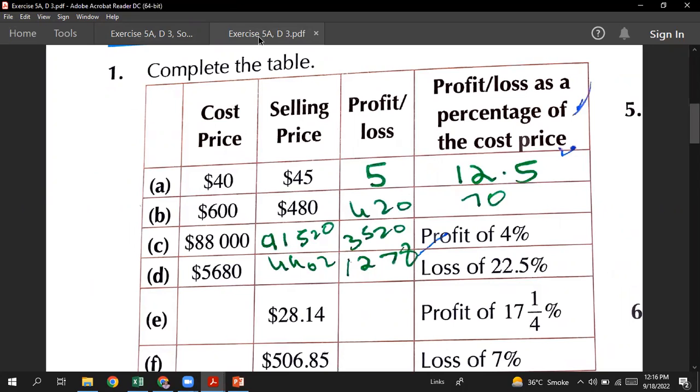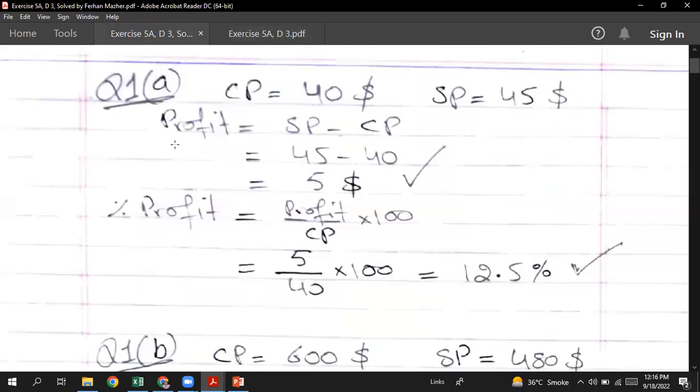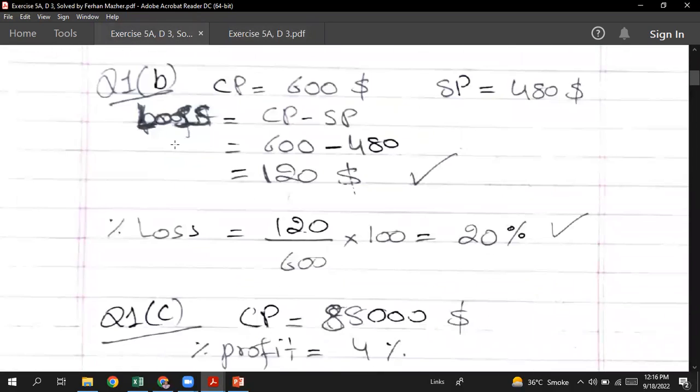Okay, in the second part, the B part, the cost price is $600, the selling price is $480. The profit or loss we have to find out, and percent profit or loss we have to find. Okay, because the selling price is less than the cost price, it's a loss. So we will find the loss. The loss is equals to the cost price minus the sale price. That will be 600 minus 480, and that will be $120. So the percent loss is equals to the loss divided by the cost multiply 100. So $120 divided by $600 multiply 100, and that will be 20%.